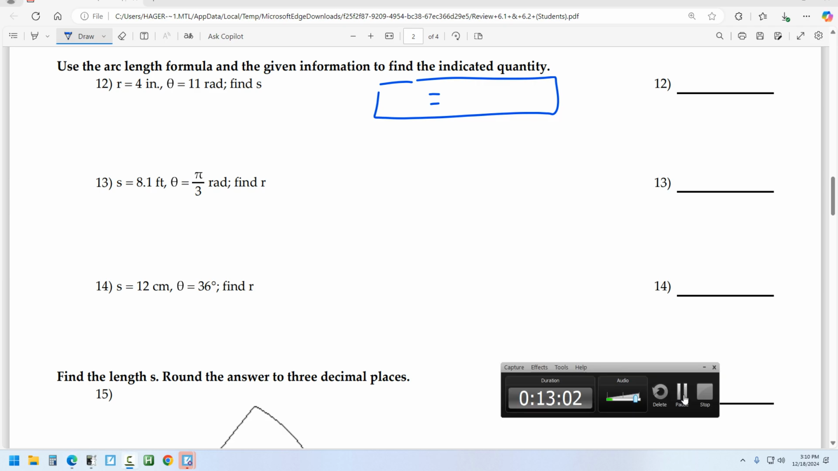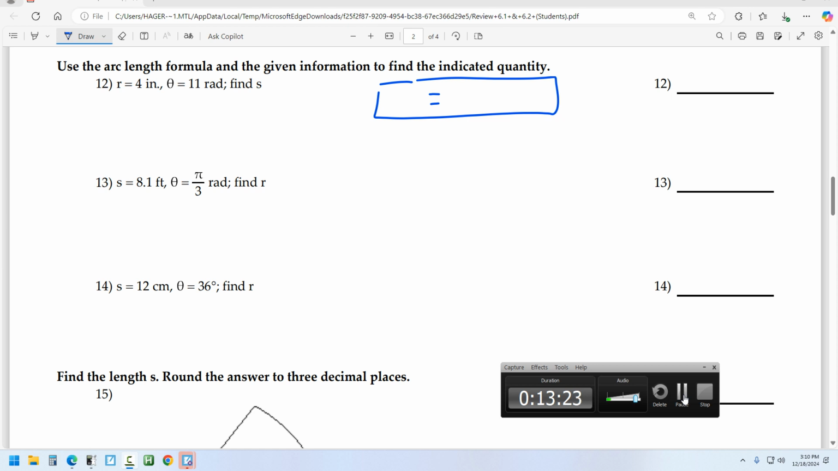Was this in section 6.1? This was section, I think it's what we did in 6.1 part 2 maybe? Okay. I'm not 100% sure. So I think it is.